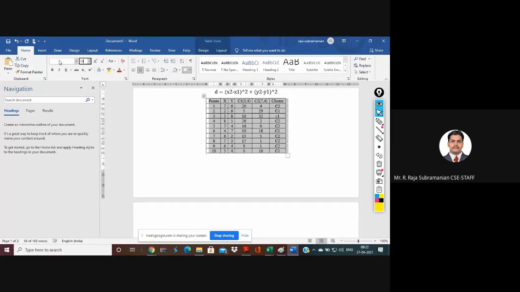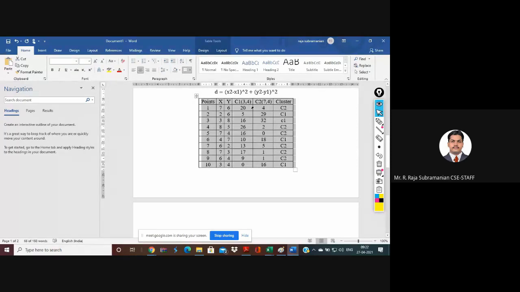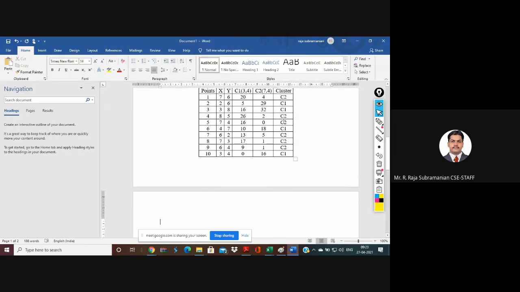Before going for the next iteration, we need to prove that the selected initial centers 3, 4 and 7, 4 are good medoids. So what is a medoid? A medoid is a point which is closer to all other points in the same cluster. For example, if 3, 4 is taken, all the points in cluster C1 should be as close as possible to 3, 4. So let us verify that: verification of medoids for 3, 4 and 7, 4.